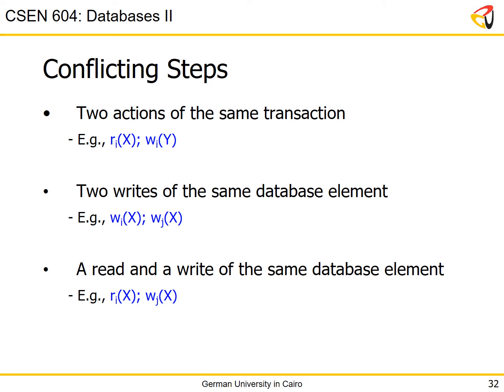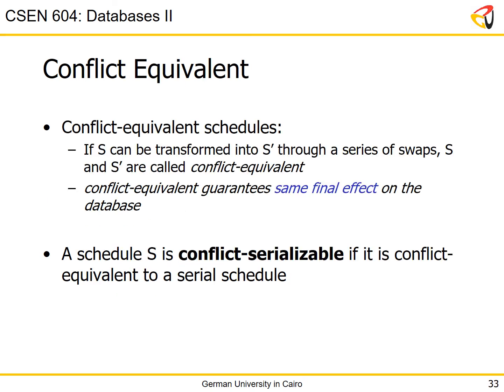So all these steps are examples of what we call conflicting steps. And what we're going to do is we're going to respect them. So when we see them in the schedule, we don't change them. Okay, we keep them as they are, while we can play with non-conflicting steps, we can swap them. So we come to exactly how the scheduler will generate the schedule. Okay, but to do that, we have to understand this notion of conflict equivalent schedules.